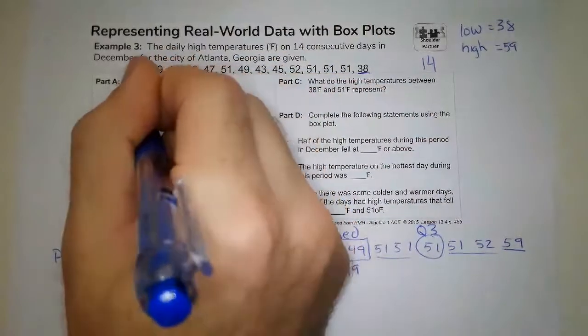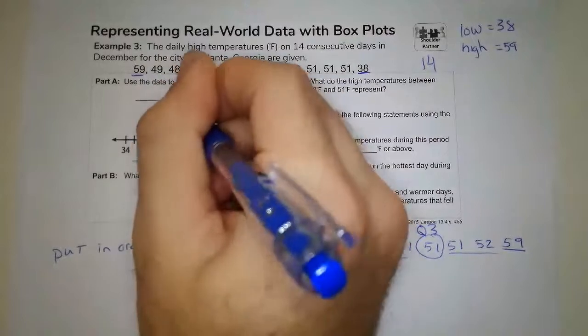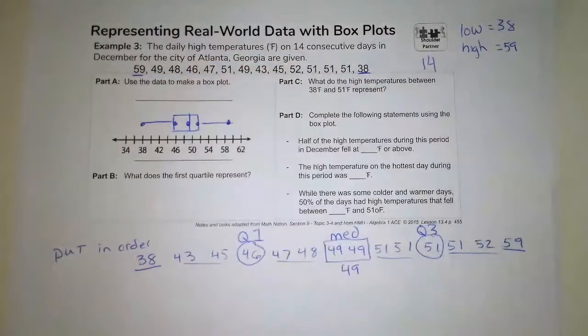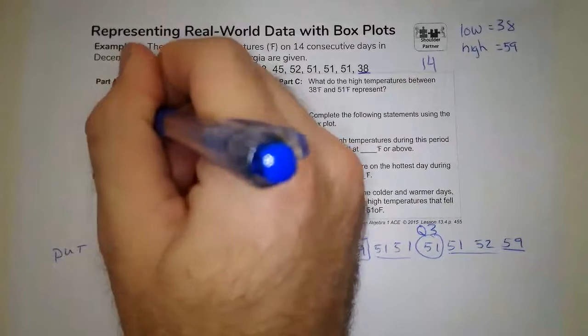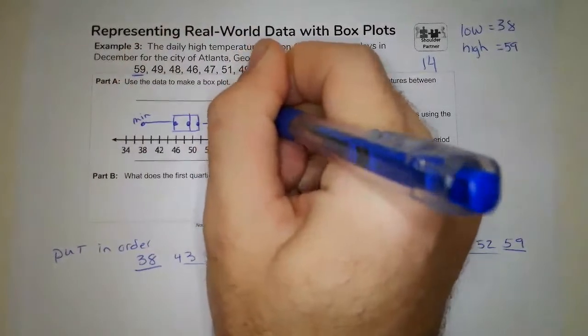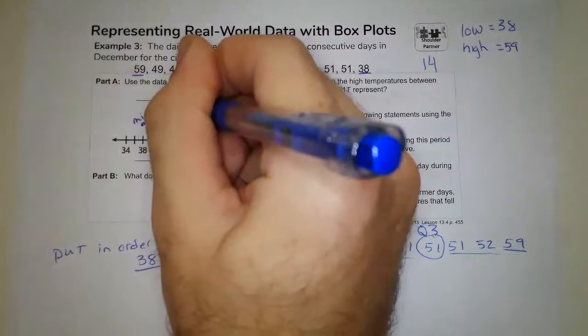So here now we can start to draw our lines. Doesn't need to be too pretty, as long as you can kind of see. So this is our min, this is our max, this is our Q1, this is our Q3, and this is our median.